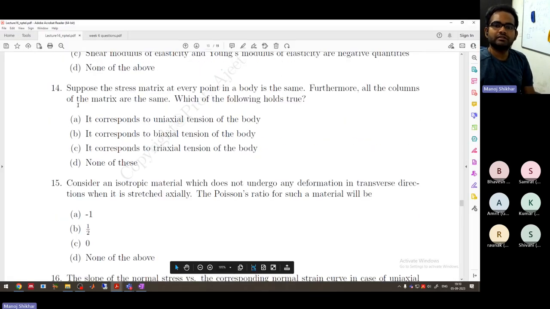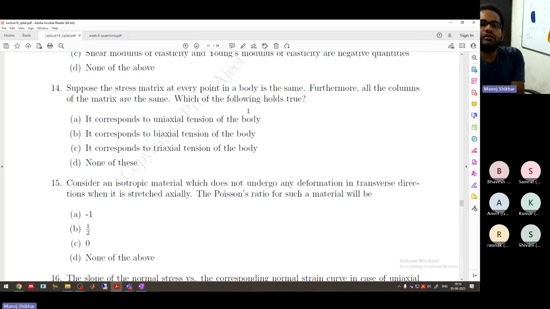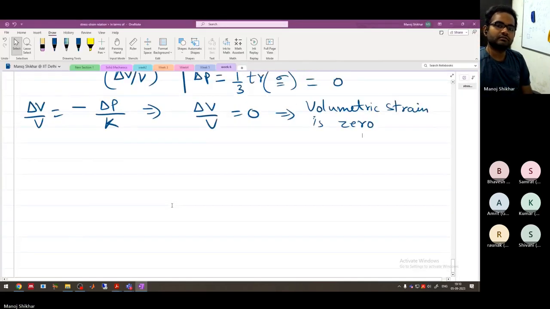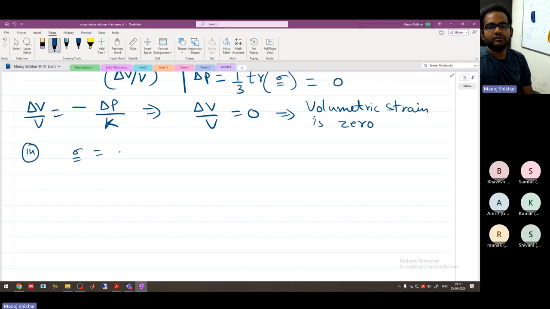Now question number 14 is: suppose the stress matrix at every point on the body is the same. Furthermore, all the columns of the matrix are the same. Which of the following holds true? So let's say our stress matrix is what? They're telling us that all the columns are the same. So if I take sigma 1,1, sigma 1,2, sigma 1,3, then the other rows will also be sigma 1,1, sigma 1,2, sigma 1,3. Okay, so this is our stress matrix.